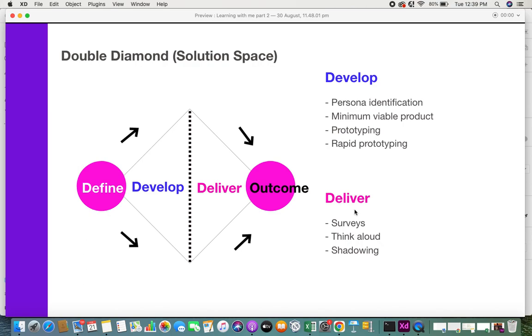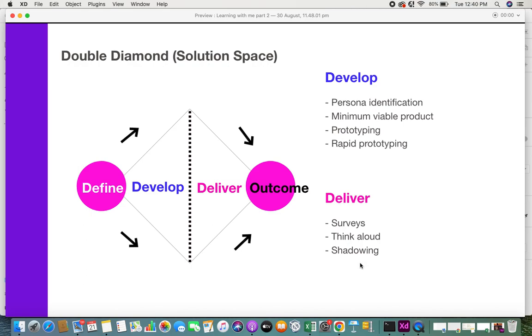That's the deliver stage, and surveys are going to help you out. Thinking out loud is where you give the product to the customer, and while using the product, they just tell you what they really feel. Rather than thinking it over, they tell you out loud what their experience is. And shadowing is something that you can do. Shadowing is where you sit down with the customer and you don't do anything. You just sit and observe how they navigate and use the solution you have provided. Designers and the respective members can take down notes and see how well they can improve that experience.